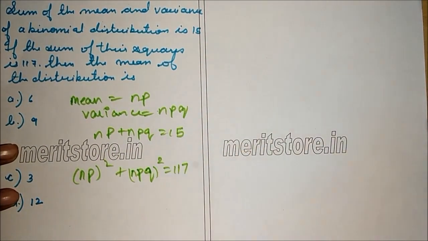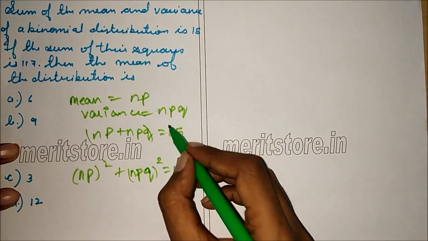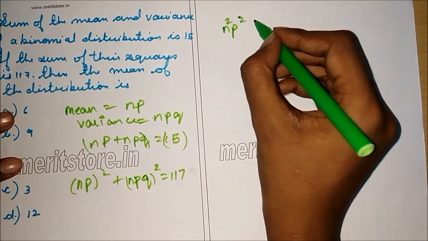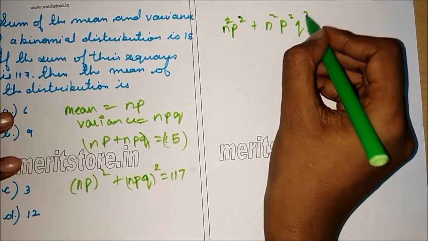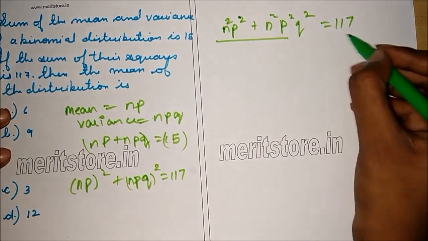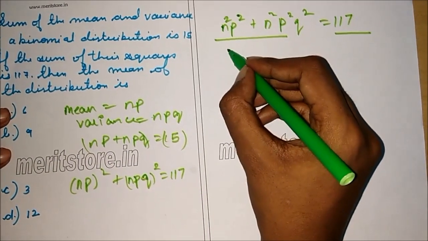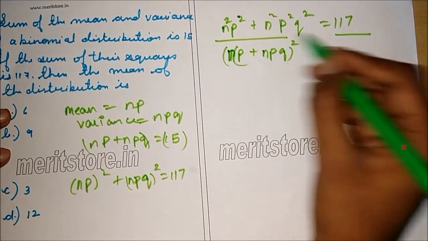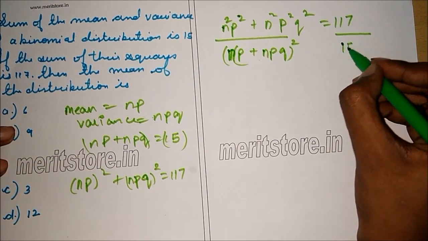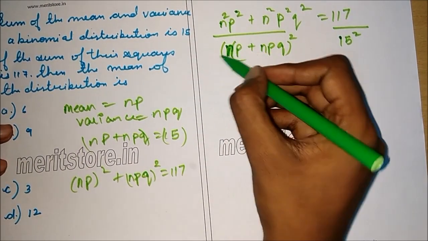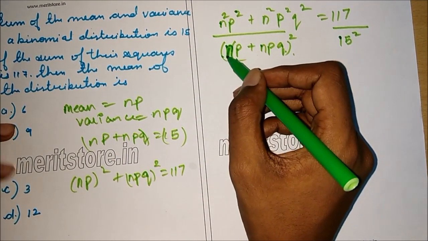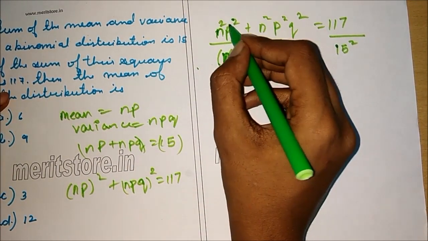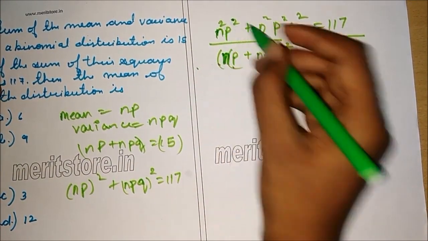So now we square and divide these terms. So we square this and we square this. So we'll get n square p square plus n square p square q square is equal to 117, divided by (np plus npq) the whole square, divided by 15 square. So now we take np common, and when it is out of the bracket, we'll be getting n square p square. Again in the numerator, we'll be taking out n square p square common.